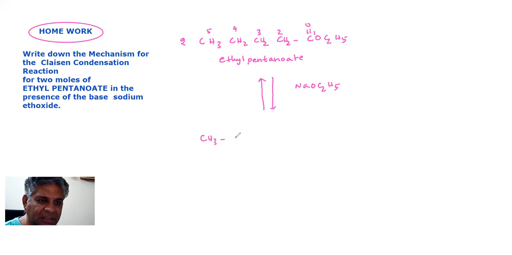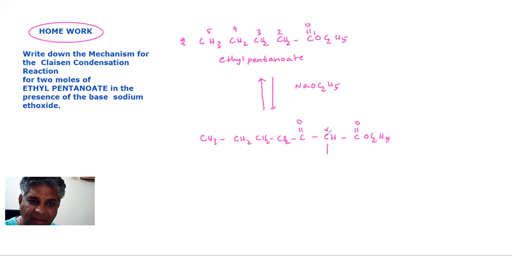See here, this is CH3, CH2, CH2, CH2. First write C double bond O and write the alpha carbon of the next mole of ester. Just write this alpha carbon of the next mole of the ester, CH double bond O, OC2H5. This is the alpha carbon of the next mole of the ester. And from here you write the remaining carbons. So 1, 2, 3, 4, 5.